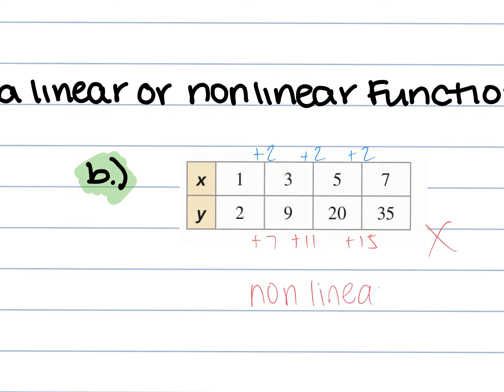Very good. Why is it still a function though? AJ? None of the what are the same? The inputs. Do you see how all the inputs are different? So it's still a function, but it's nonlinear.